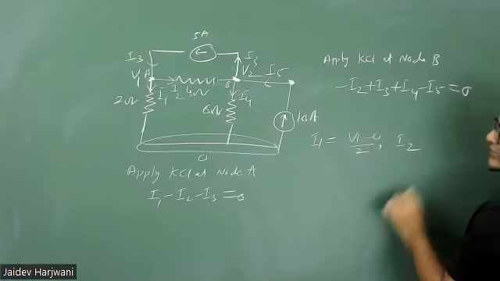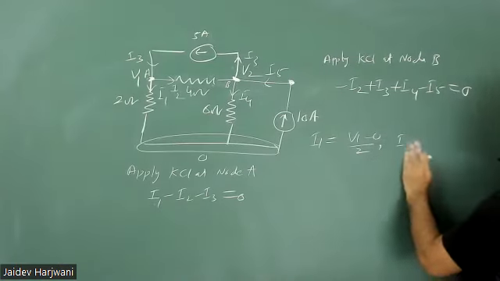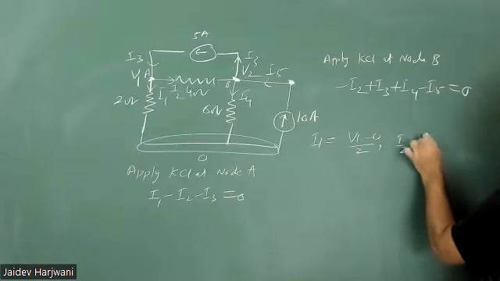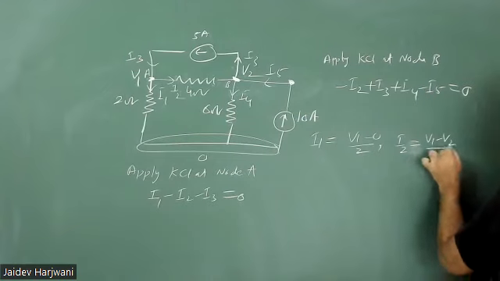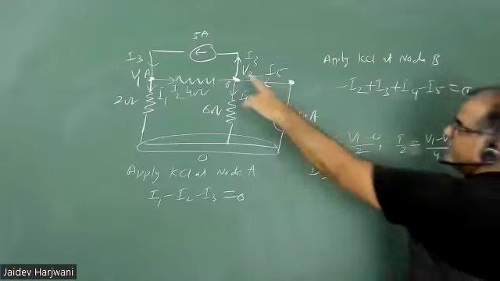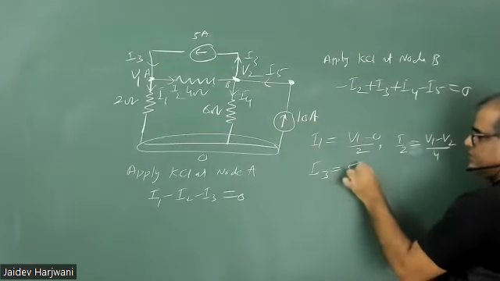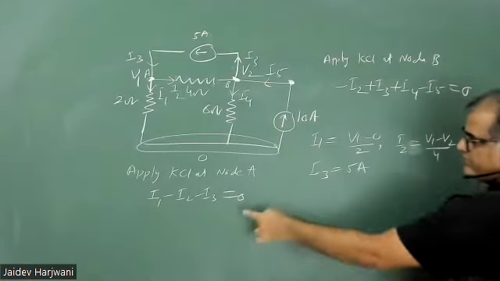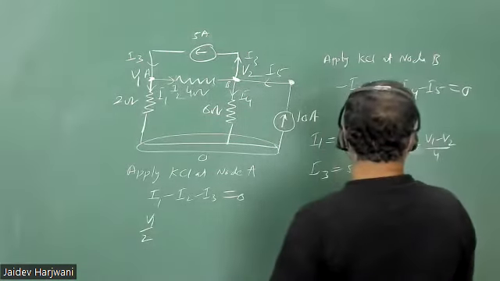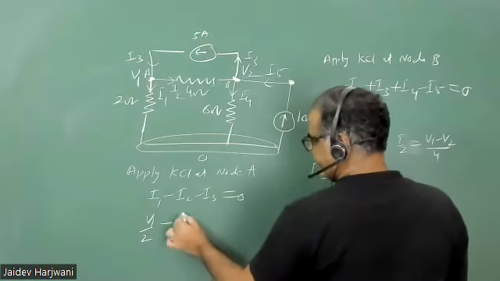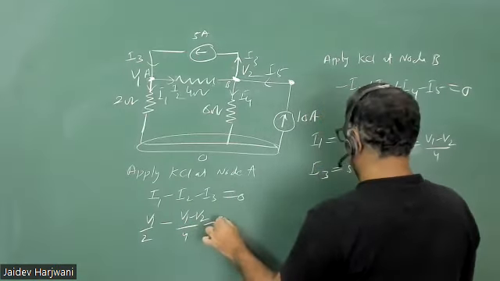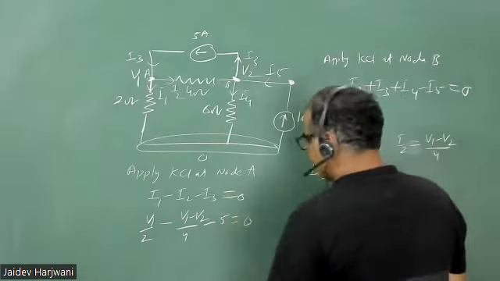What is the value of I2? Someone tell me. What is the value of I2? V1 minus V2 by 4. Very good. And I3 is already given, 5 ampere. So this will give you one equation. Put here, so you got V1 by 2, then minus V1 minus V2 upon 4, and minus I3 which is 5. This gives you one equation.